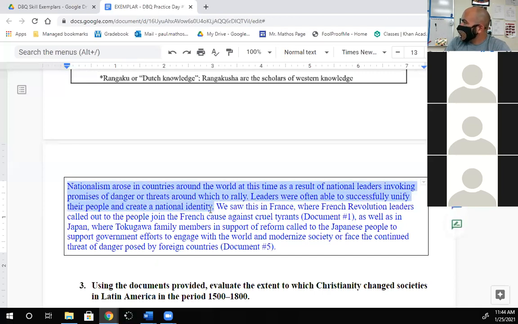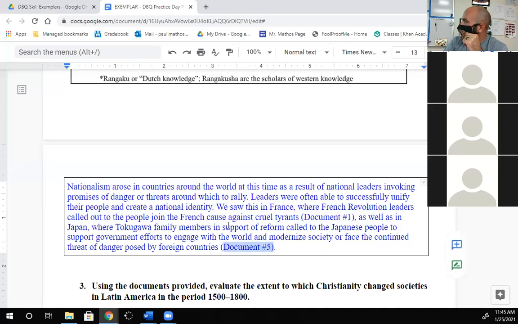I then back it up. You saw this in France, where the French Revolution leaders called out people to join the French cause against cruel tyrants. So I cite that. Again, you could see parenthetical citation here at the end. As well as in Japan, where Tokugawa members, in support of reform, called the Japanese people to support government efforts to engage with the world and modernize society, or they would face the continued threat of danger posed by foreign countries, and that's in document 5.